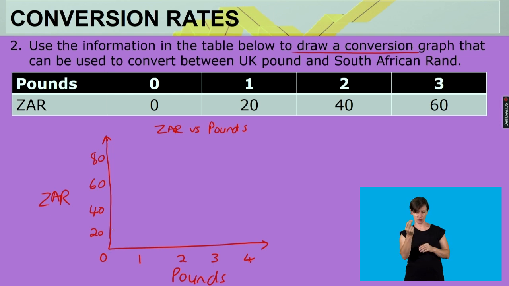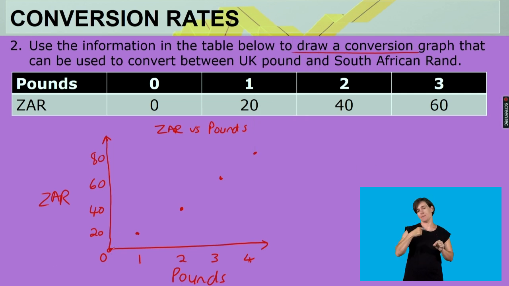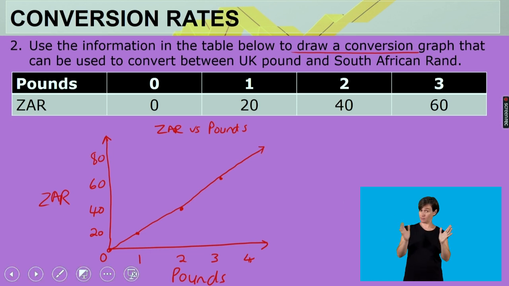I'm saying 0 pounds equals 0 rand. If I have 1 pound, I'll have 20 rand. Are you guys following? 2 pounds equals 40 rand. Then 3 pounds equals 60 rand. And I'm sure you'll understand that 4 pounds will equal 80 rand. Right, so what will happen now? I'll start at my origin, connect the lines, right, and I'll indicate that it can have more values. Guys, are we clear on that?